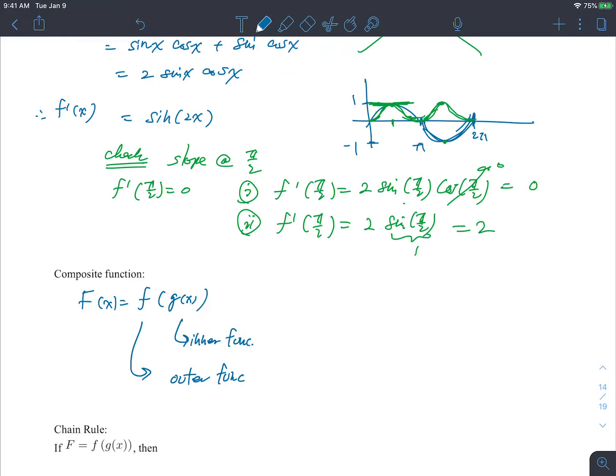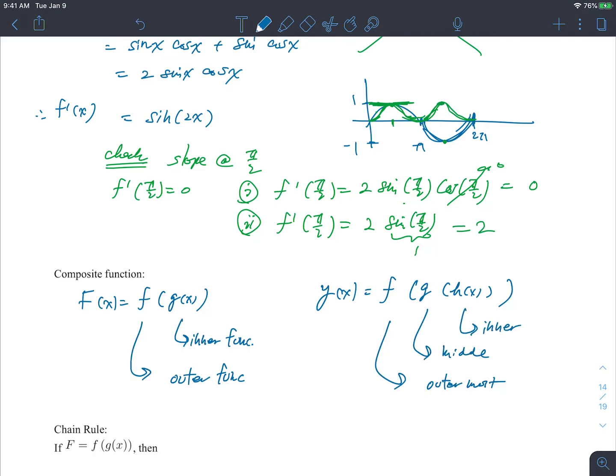Well, that's all very nice if you only have 2. But if you had 3 like the previous one, y of x, let's say, is small f of g of h of x, right? And this is the outermost. This is the middle. And this is the inner, right? But if there's more than 3, instead of saying the middle, I might say second outermost, the third outermost, and whatever's right smack in the middle, we'll call that inner, right?